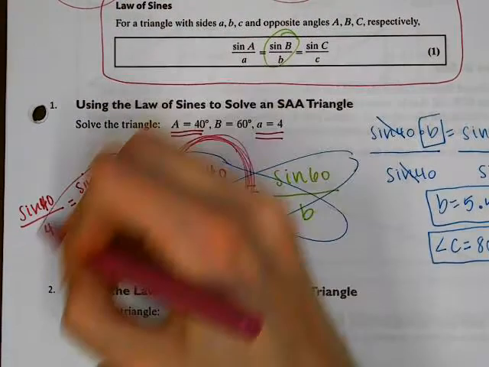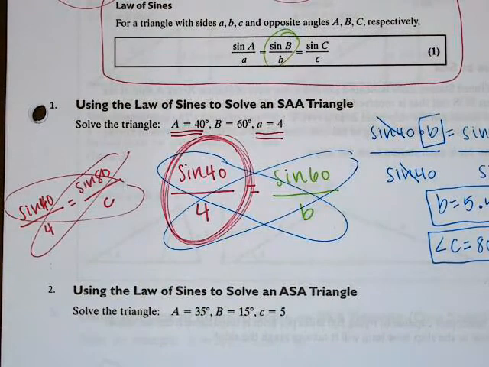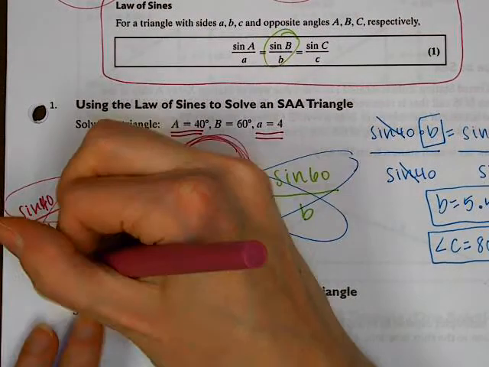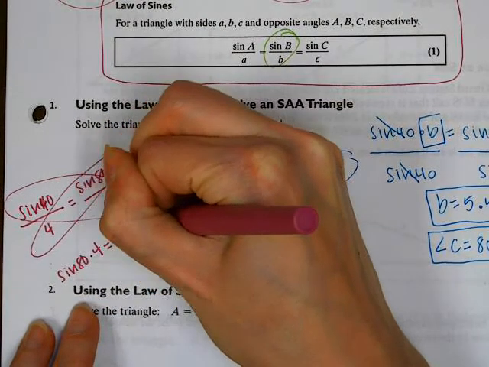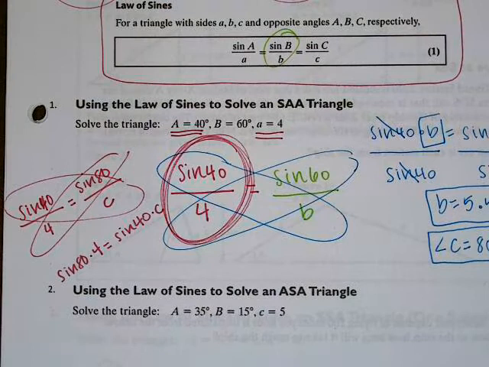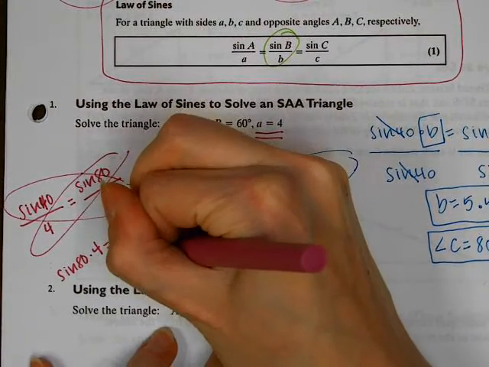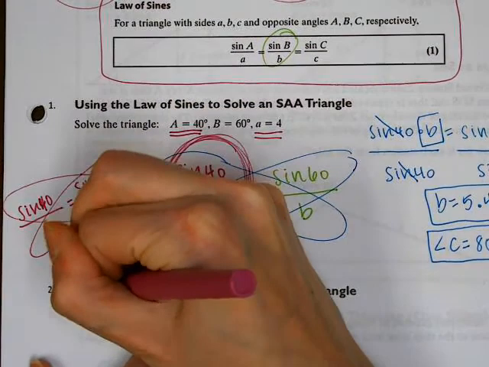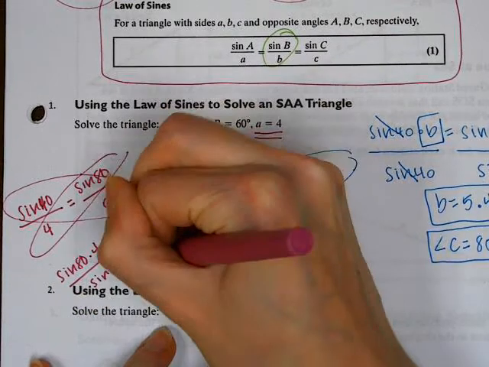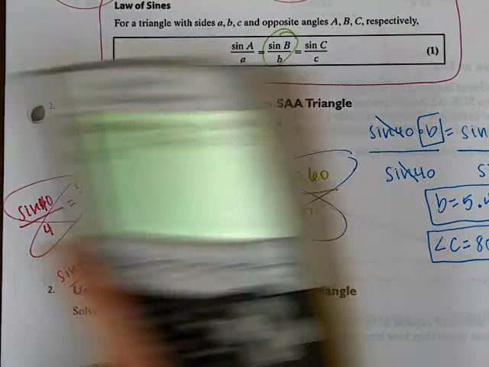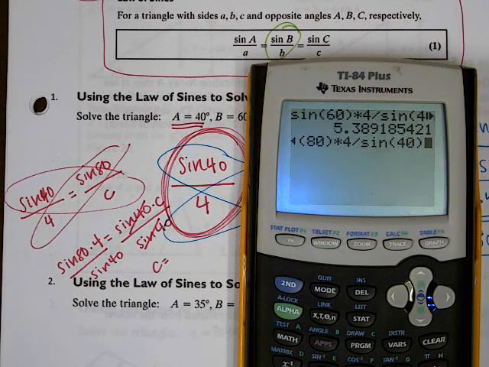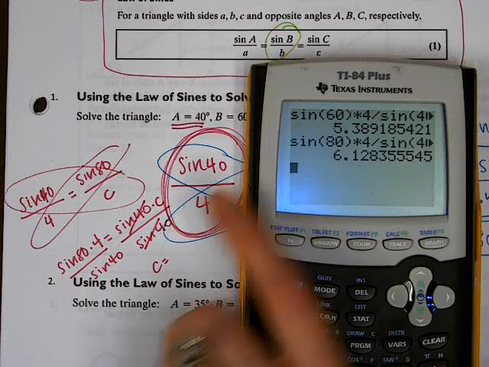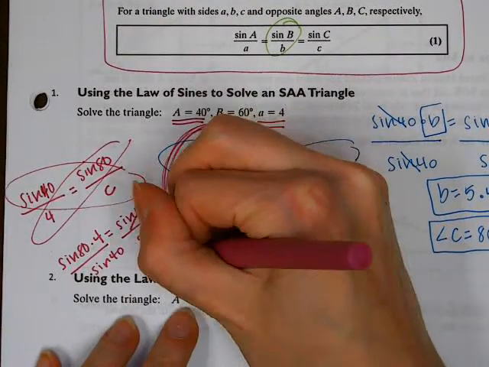And then again, let's cross multiply in order to find side C. So it's going to be sine of 80 times 4 equals sine of 40 times C. And then to solve for side C, we'll just divide both sides by sine of 40. And these cancel, and we'll be able to get C. So sine of 80 times 4 divided by sine of 40. And then you guys hopefully get C equals 6.1.